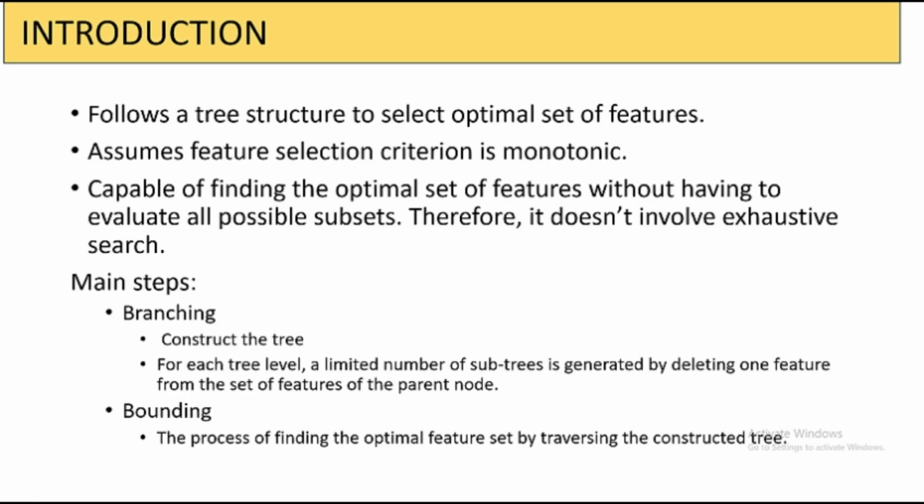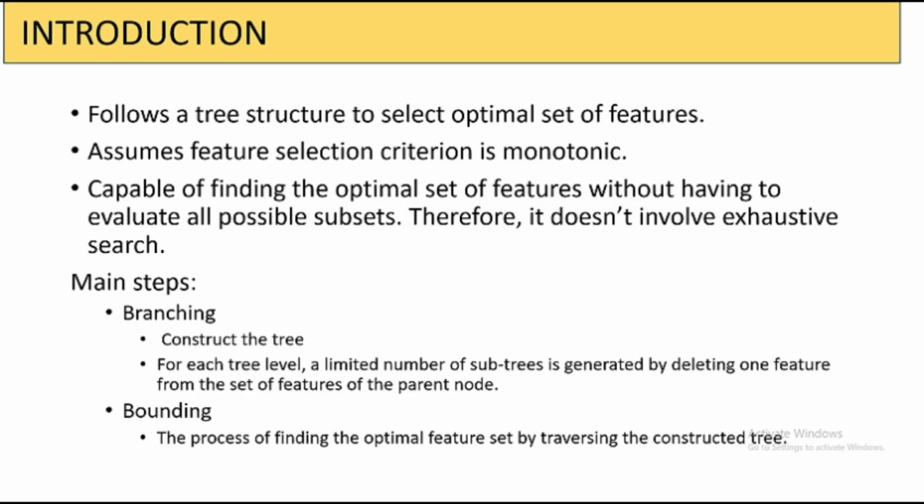So basically the branch and bound algorithm is used for minimization problems. This is a brief introduction about the algorithm. It basically follows a tree structure to select the best set of features, and it assumes that the feature selection criterion is monotonic. It can find the best set of features without having to calculate all possible subsets. Therefore, it doesn't involve exhaustive search.